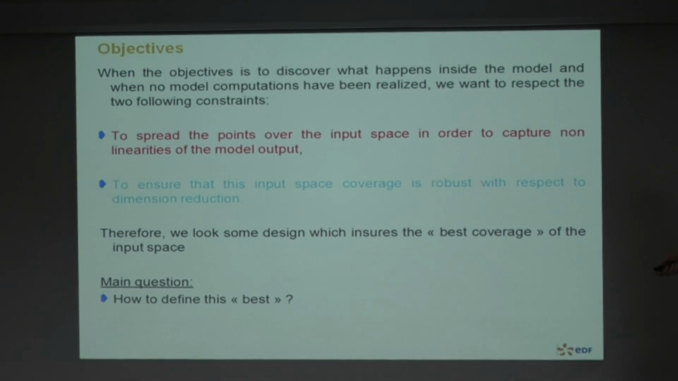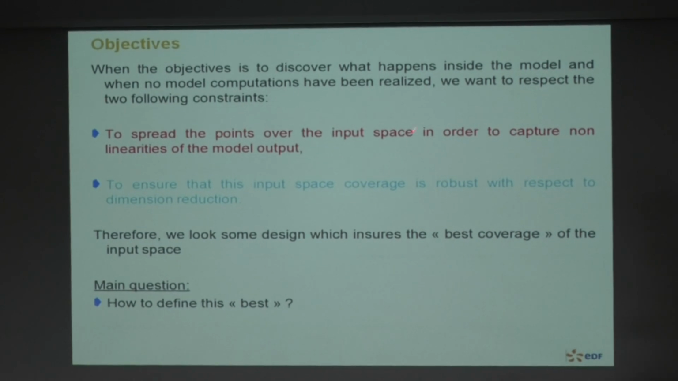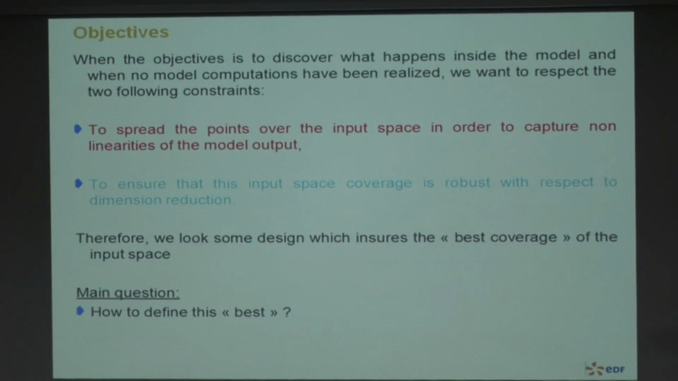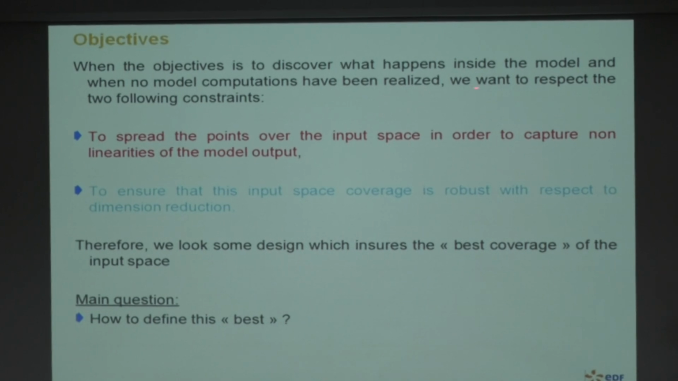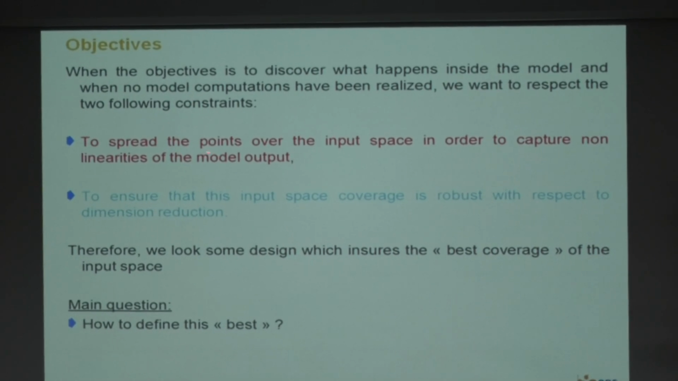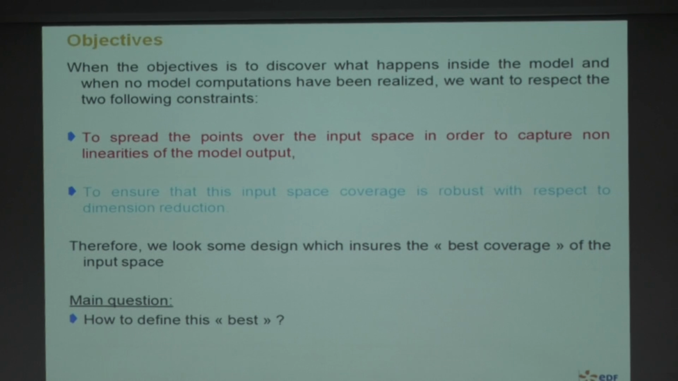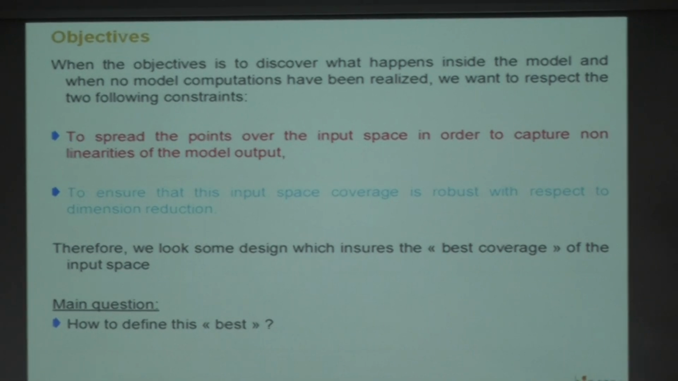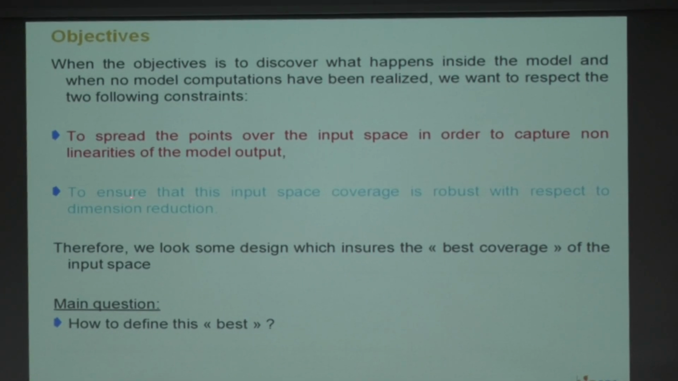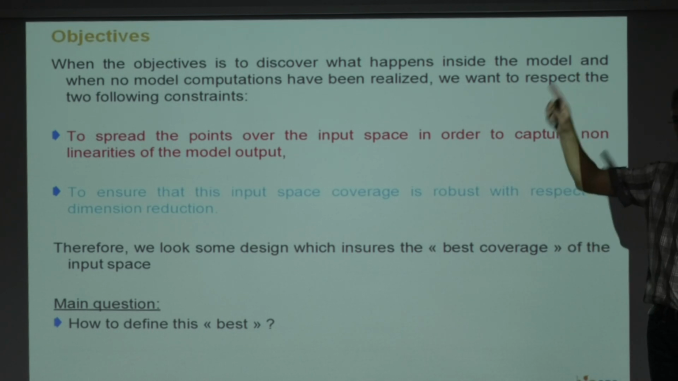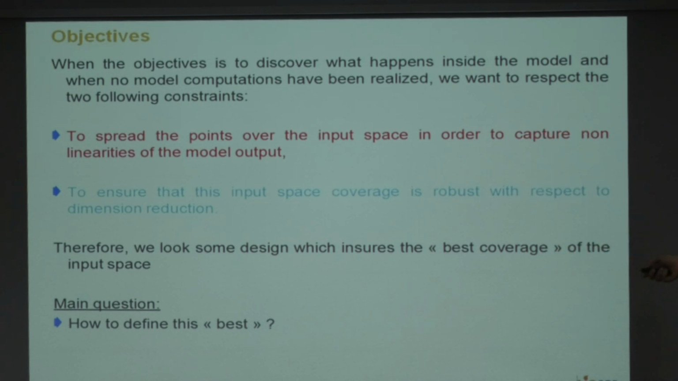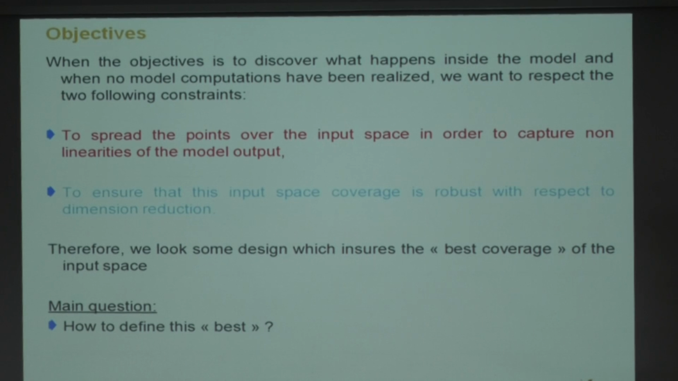Okay, so I repeat. My objective is to discover what happens inside the model, and I want to respect the following constraints. I want to spread the points over the input space in order to capture what happens. And I want to ensure that this input space coverage is robust with respect to dimensional reduction. So this is what I have explained with my few squares just before. Spread the points and robust with respect to dimensional reductions. I will explain this.